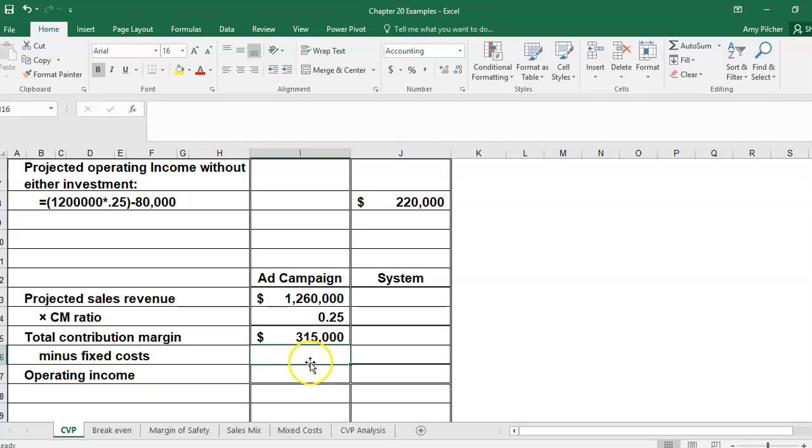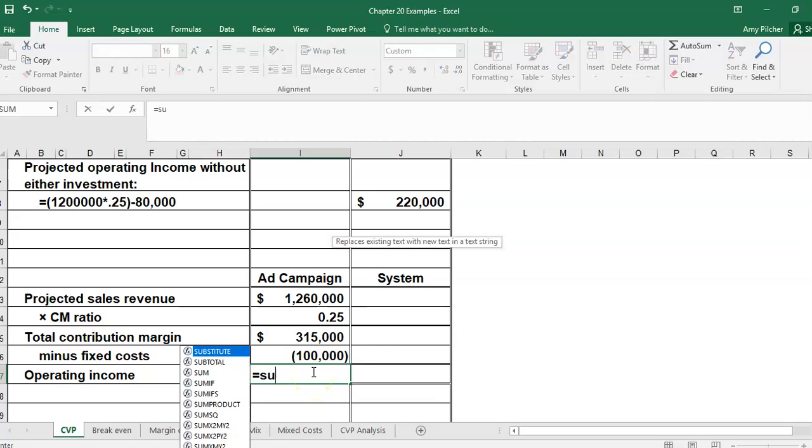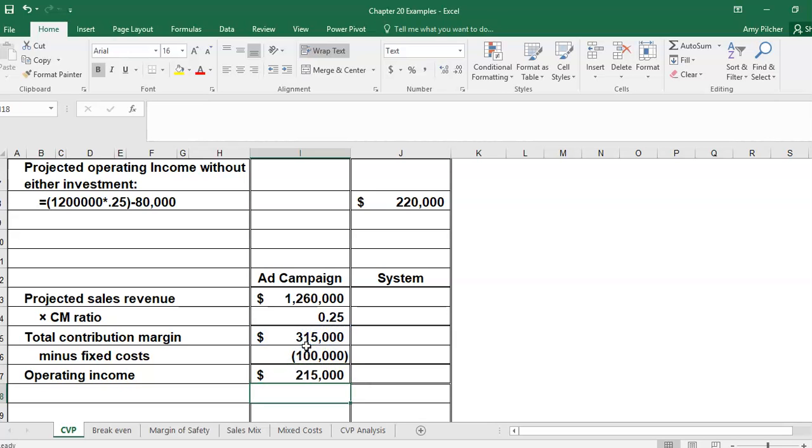We then have our fixed costs. So our new fixed costs are $100,000 because we've added a 20,000 expense. Our new operating income with the ad campaign is 215,000. So if we spent an additional 20,000 on advertising, we would actually reduce our operating income by $5,000.